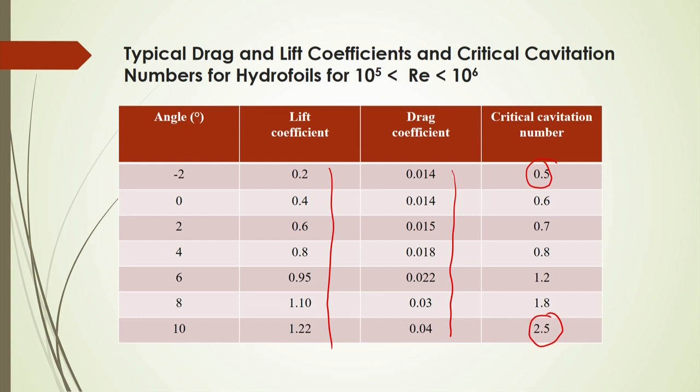So, it is important that if your angle of attack is 0, in that case you can have a critical cavitation number of 0.6. So, there will be a certain value of this cavitation number, because of which you can have the cavitation.